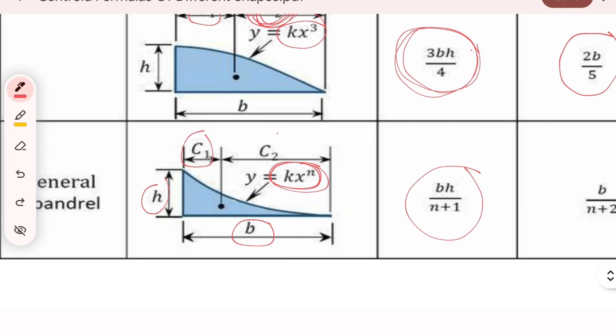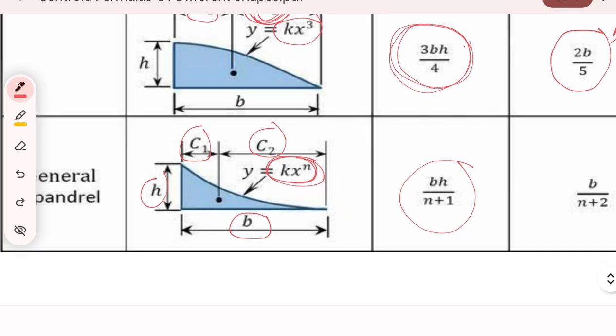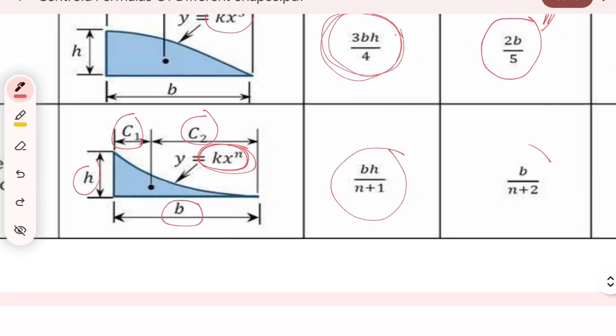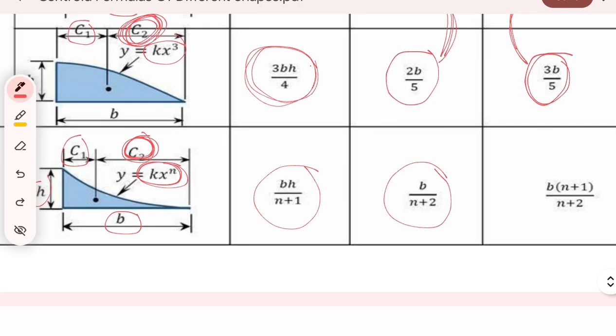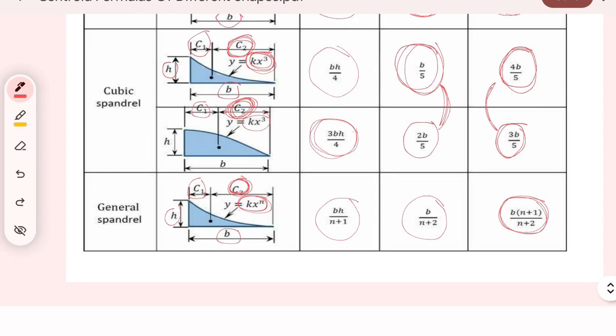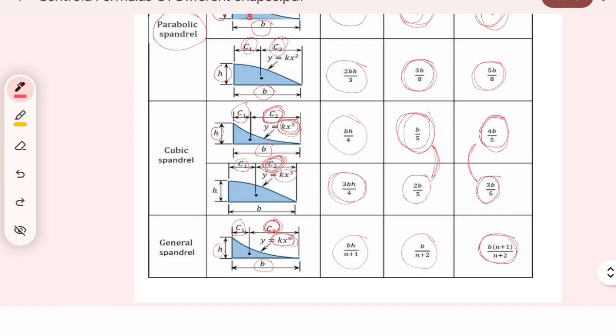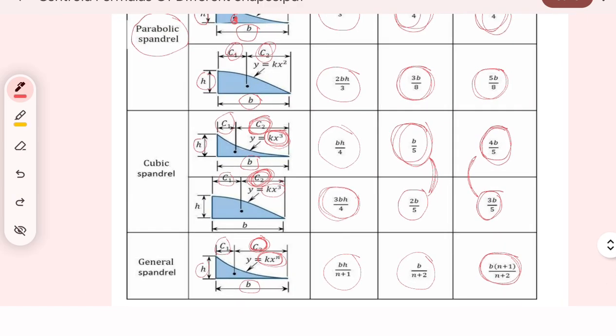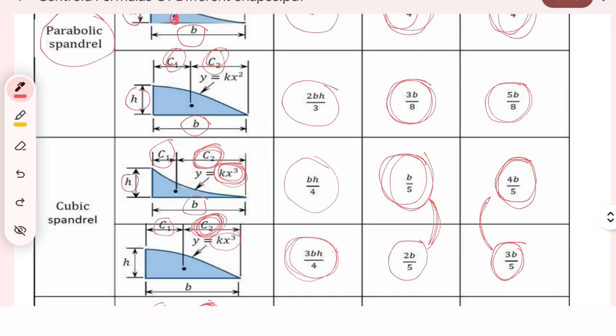Now we will compute the location of its centroids, C1 and C2. From the left, which is C1, the location of the centroid is B over n plus 2. From the right side, which is C2, the location of the centroid has this formula. All right? So I know it is quite difficult to remember all these formulas.